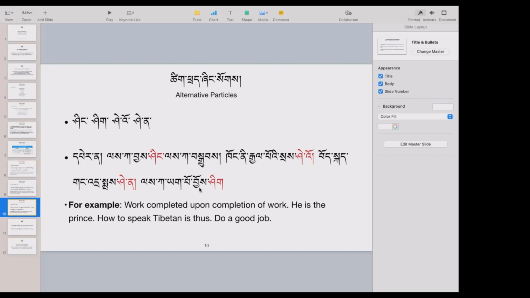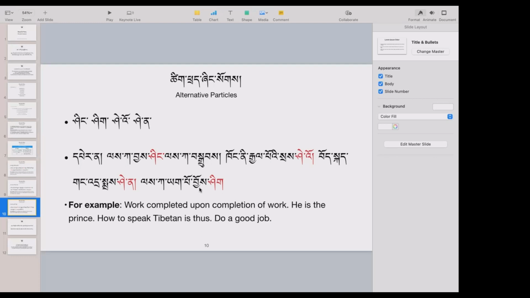Okay, so the first one, lega cheshing, lega drup. Work completed upon completion of work. It means that when one has already done the work, it has already been completed. The second one, he is the prince. Third one, how to speak Tibetan is thus.